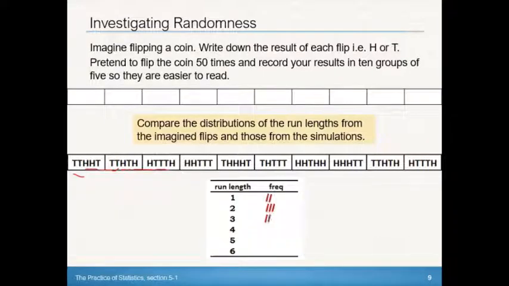3 tails, so there's a run of 3. And I think I got one more here. 3 H's, so that's another run of 3. So you get the idea. Just keep doing this. Go all the way across. Don't use mine. Use the ones you wrote down and do that same thing for yours.